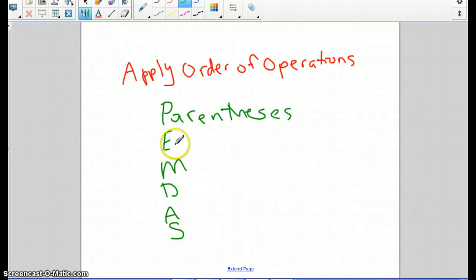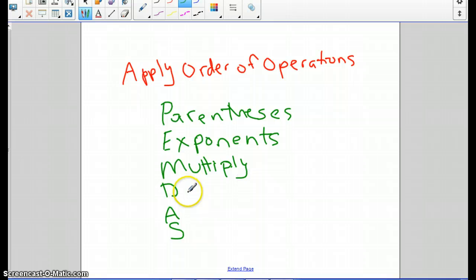E stands for the exponents. So that would be what comes next once you finish the parentheses. Once you've done parentheses and exponents, you move on to multiplying and dividing. Then you move on to adding and subtracting.